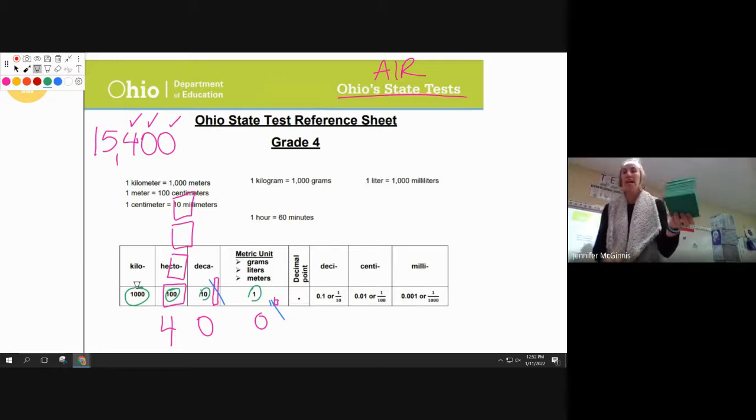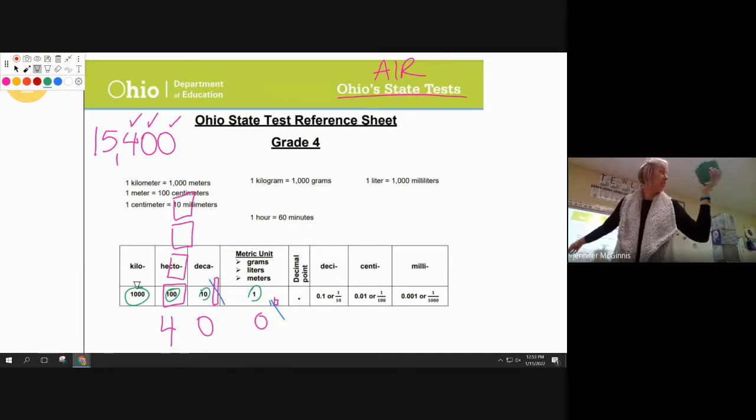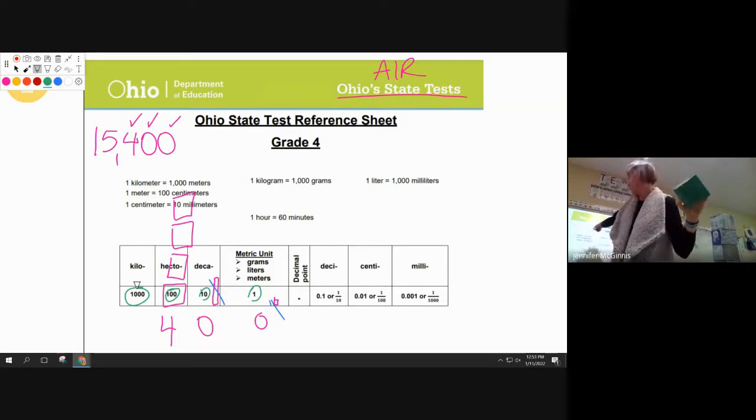Now, in our number, how many of these do we have? Aiden? In our number. This is 1,000. How many thousands do we have? He says 15,000. Is he right? Yes. He is right.